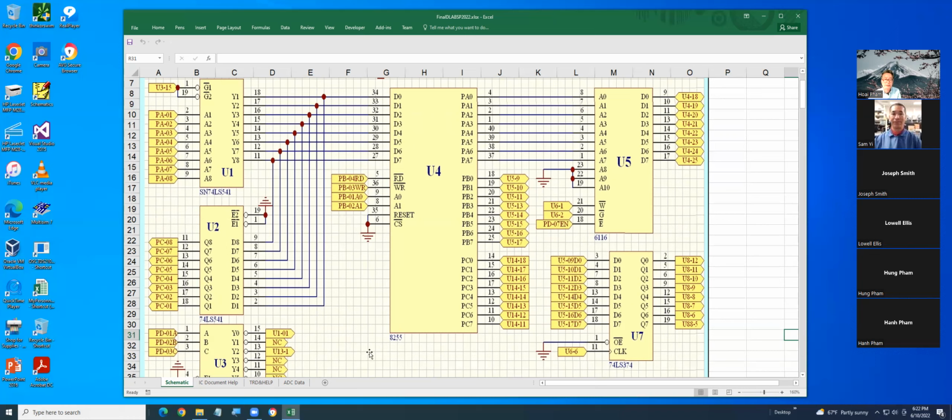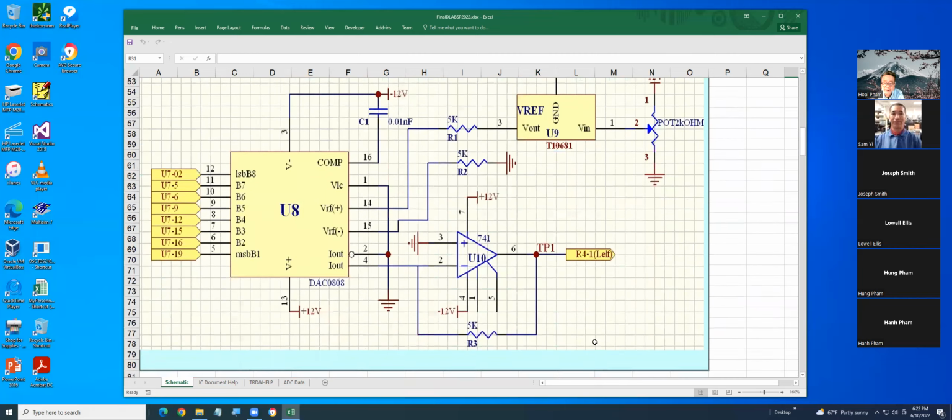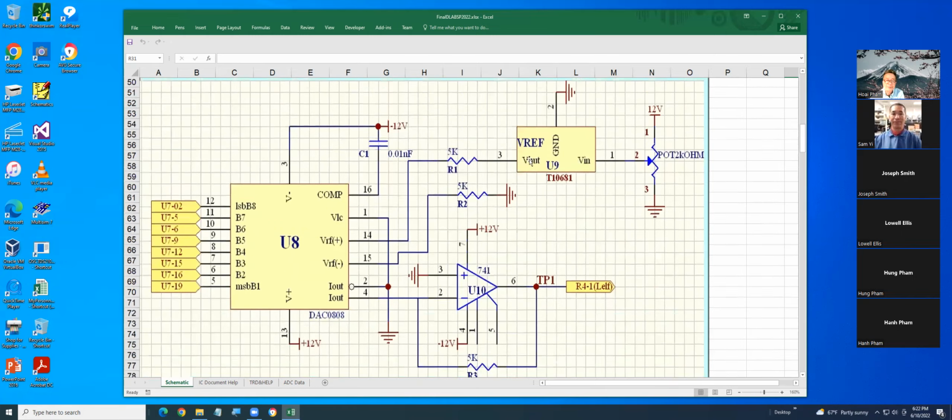Okay. Now, only thing here, I get a little error here. You can see U14. We don't have a U14. That must be U13. They will be going up here, right here. U13, not 14. That is an error.